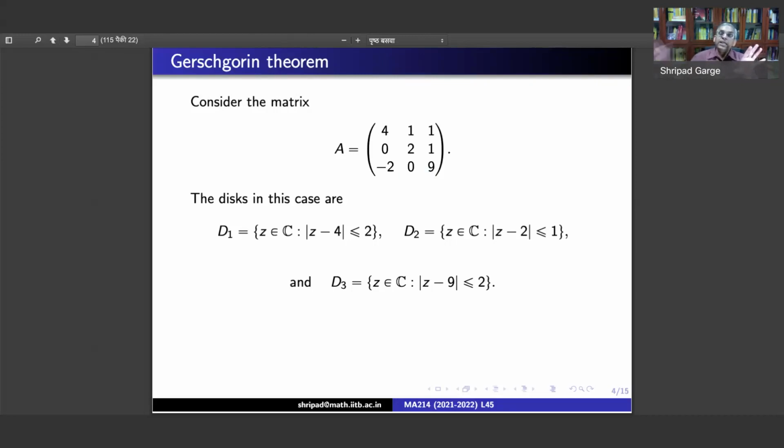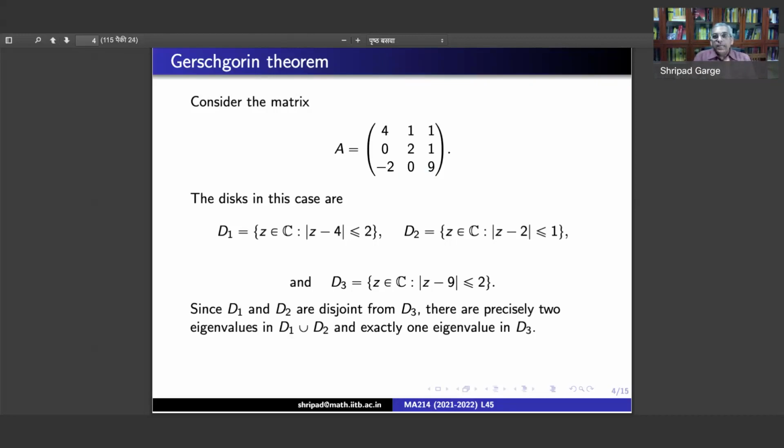Therefore, there will be one eigenvalue in the third disk and two eigenvalues in the union of D1 and D2. So D1 and D2 are disjoint from D3, but they are not disjoint from each other, so we will have to take their union. There are precisely two eigenvalues in D1 union D2, and exactly one eigenvalue in D3. We will compute these eigenvalues in one of the tutorial sessions, perhaps, which I will record only for my students.